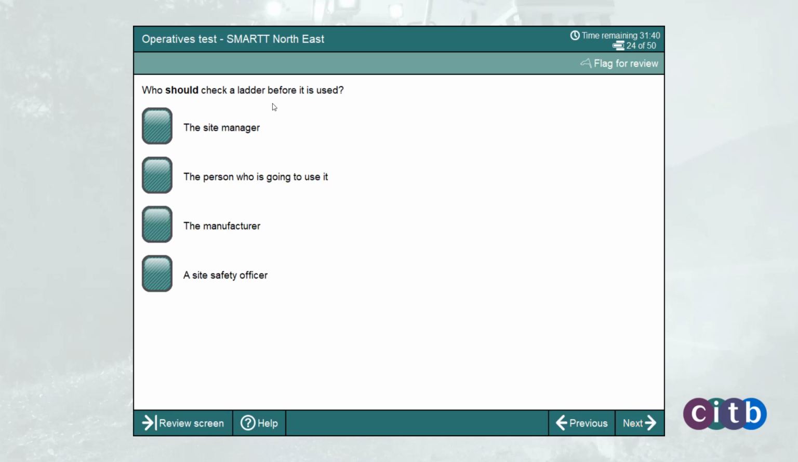Who should check a ladder before it is used? The site manager, the person who is going to use it, the manufacturer, a site safety officer.